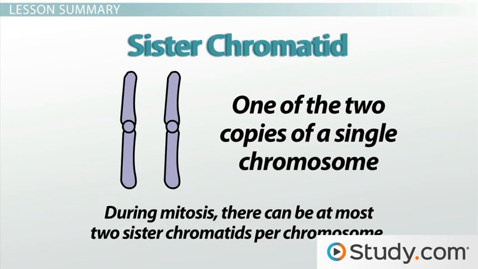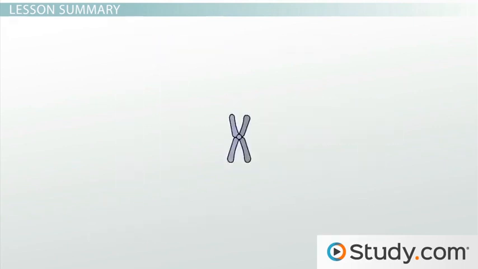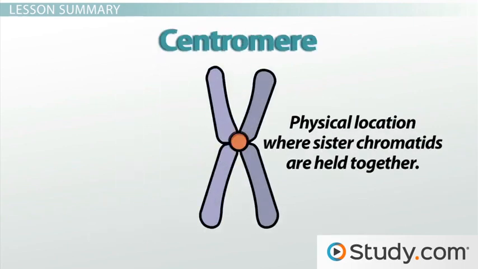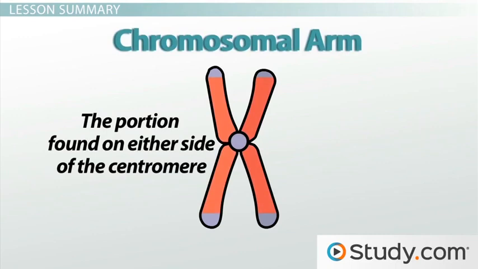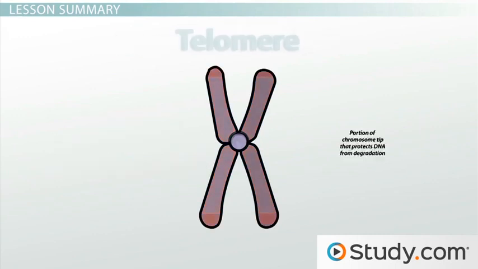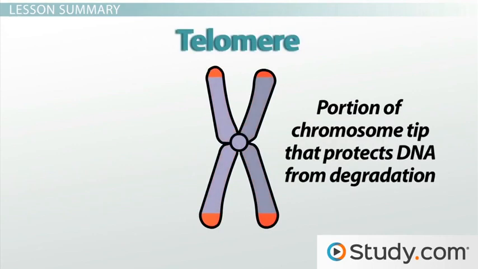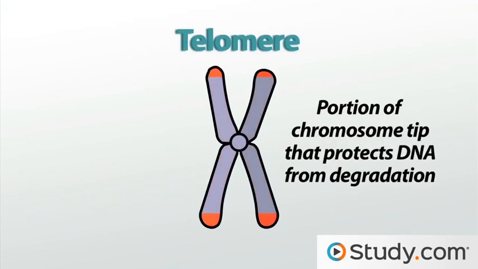During mitosis, at any given time, there can be at most 2 sister chromatids per chromosome. The centromere is a physical location along the chromosome where sister chromatids are held together throughout most of cell division. The chromosomal arm is the portion of a chromosome found on either side of the centromere. And the telomere is the portion of the chromosome tip which protects the chromosomal DNA from degradation.